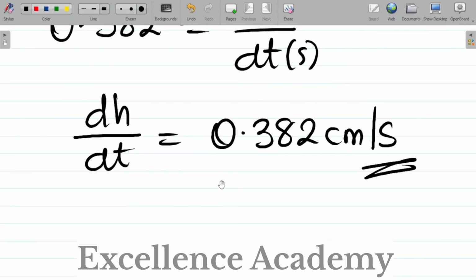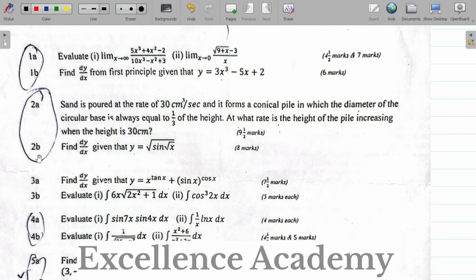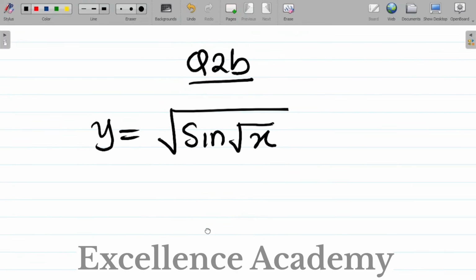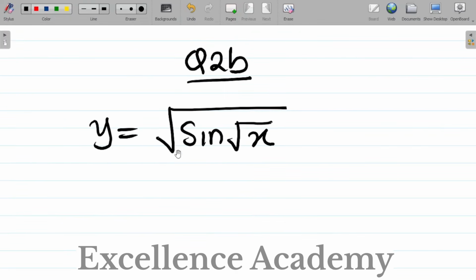Let's look at the next question. Question 2b says, find dy/dx given that y is equal to the square root of sine root x. This is for 8 marks. So how do you solve this question? First things first, let's write down the question. y equal to the square root of sine root x. So how do you solve this?